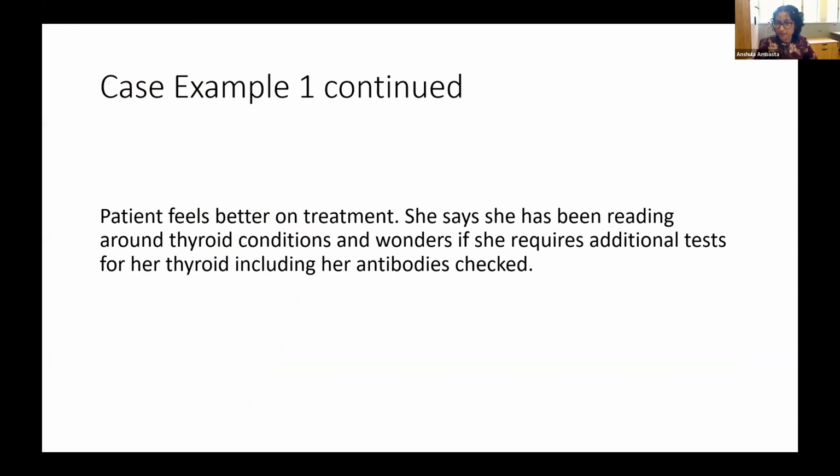So now this patient is on therapy with levothyroxine. She's feeling better. But now she says she's been reading around thyroid conditions and she wonders if she requires additional tests for her thyroid, including her antibodies checked. And then what do you think about that?